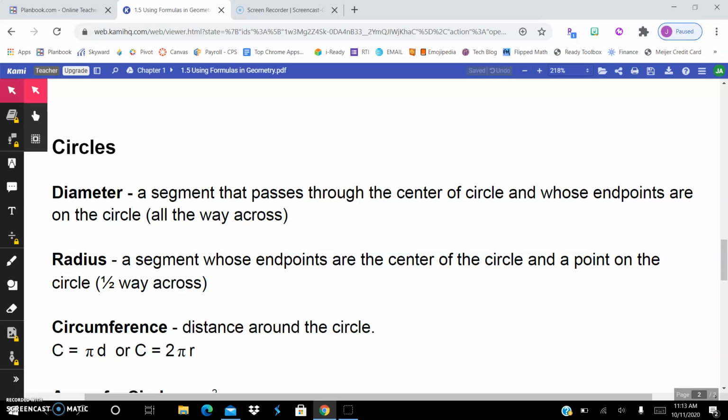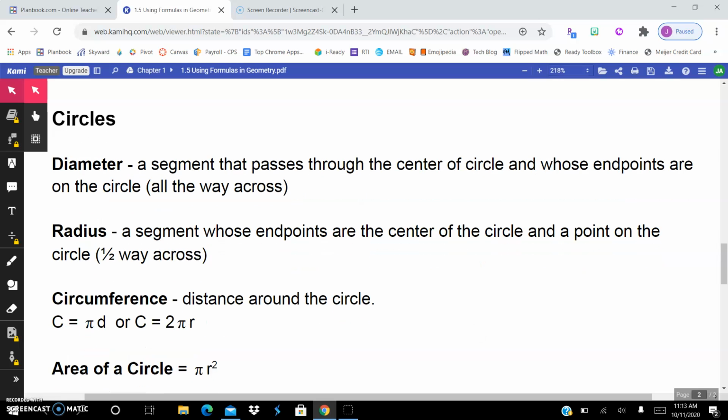The radius is a segment whose endpoints are the center of the circle and a point on the circle. So the radius goes from the middle out to an edge somewhere. And it doesn't matter where, because if you go from the center out on a circle, you're going to go halfway no matter where you go on that circle.